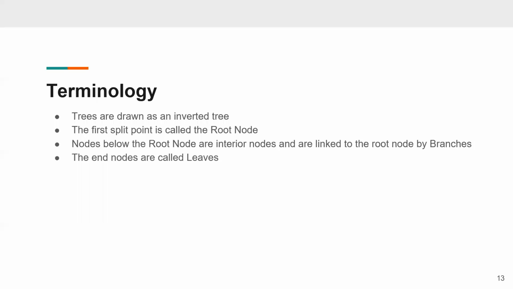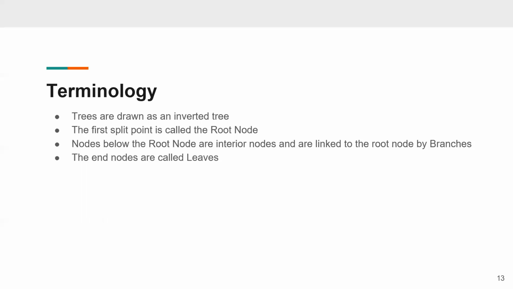Okay, so some terminology you should be aware of. Trees are drawn as inverted trees. In other words, the root is at the top. And the first split point is called the root node. Root is at the top, and then we come up with a decision that is some sort of threshold on some particular variable. In this case, we only have an x, that's why we use x. And then the nodes below the root node are interior nodes and are linked to the root node by branches.